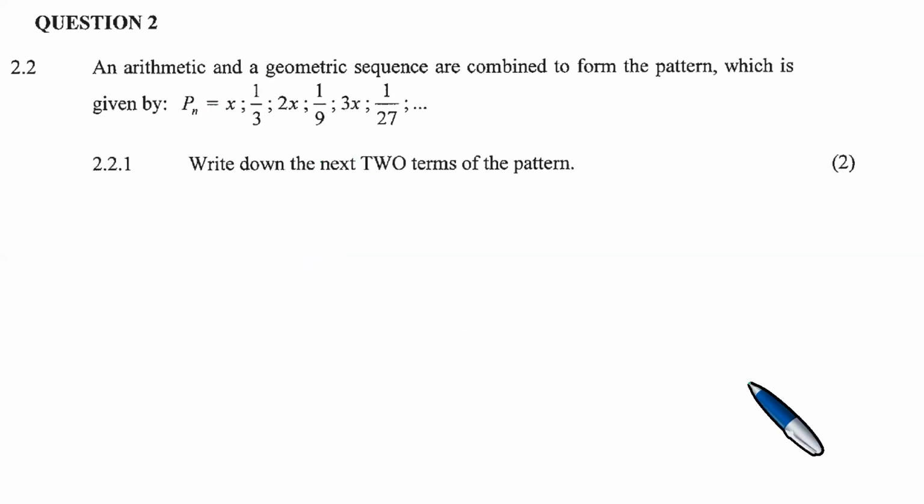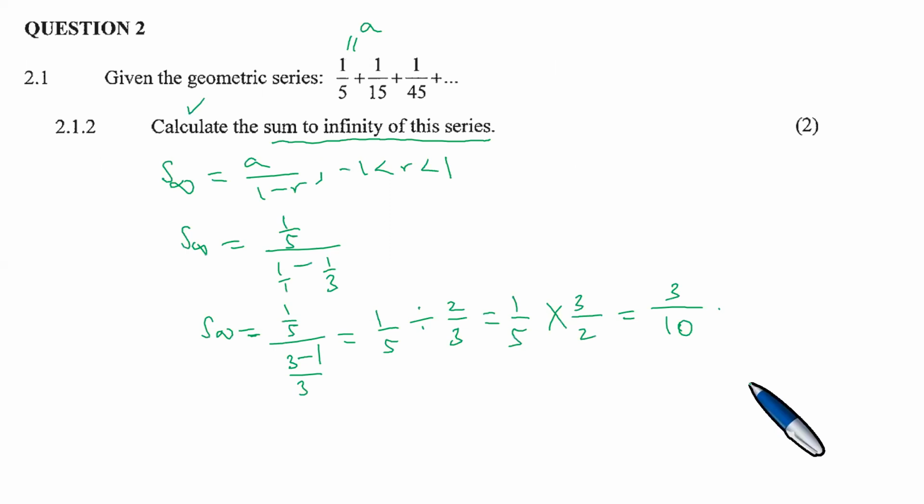Okay, let's look at the next question. What is the answer 3 out of 10 meaning? What is the meaning of this? Well, the answer 3 out of 10 means that we are dealing with the sum to infinity, and the sum to infinity is 3 out of 10. Okay, so we're done.